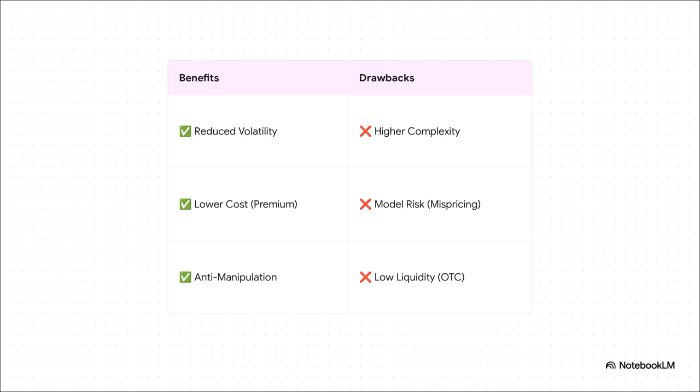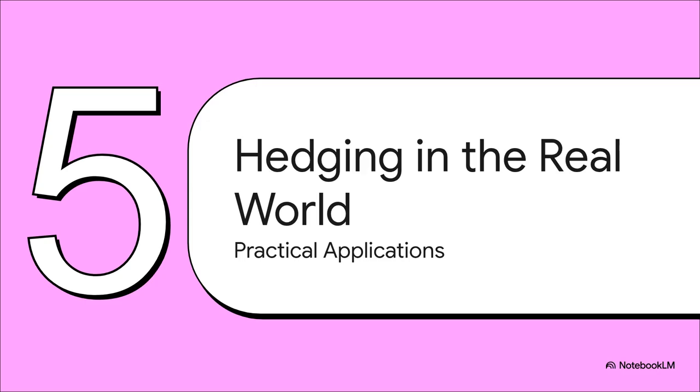But there's always a but, right? The drawbacks are real too. The math is incredibly complex, which means there's always a risk the model is just plain wrong. And because these are custom products, they aren't traded on a public exchange, which means they can be harder to buy and sell. Okay, so with that trade-off in mind, let's circle back to the real world.